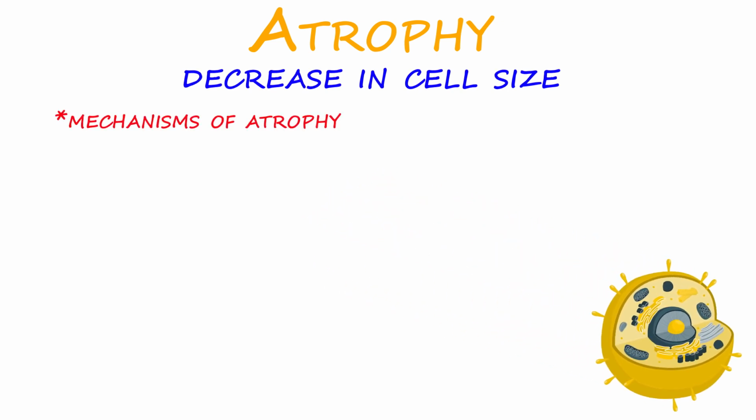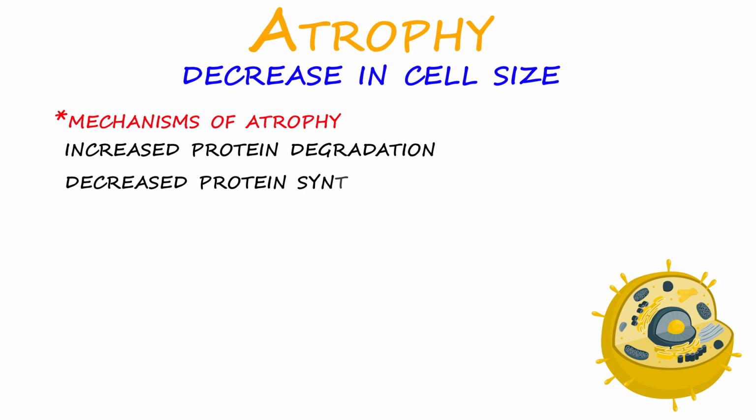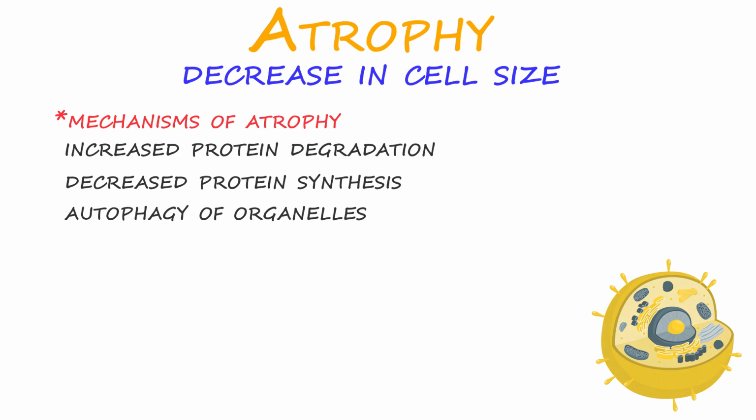Atrophy occurs through several key cellular mechanisms. First, there is increased protein degradation. Proteins within the cell are broken down at a higher rate. Second, there is decreased protein synthesis. The cell produces fewer new proteins to replace those being degraded. Third, cellular organelles may be broken down through a process called autophagy, where the cell digests its own components.